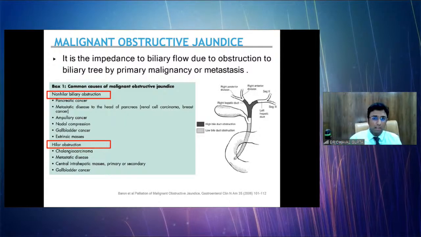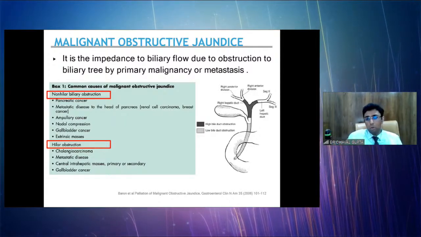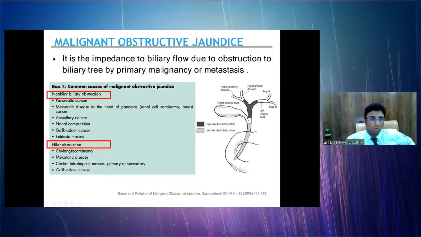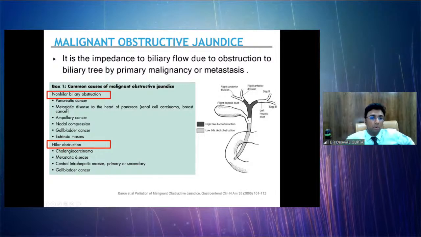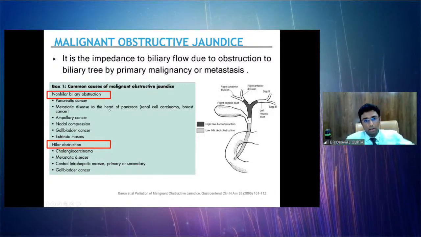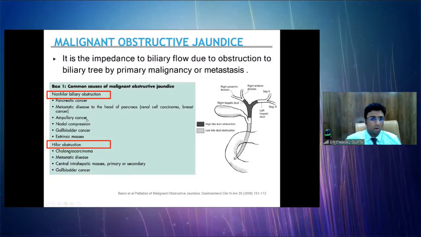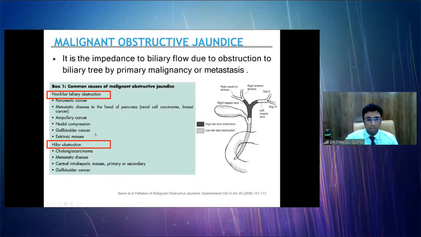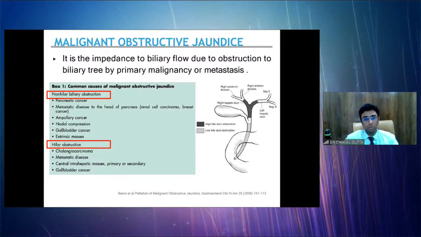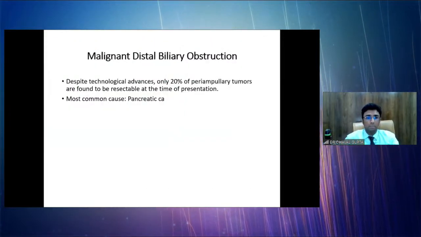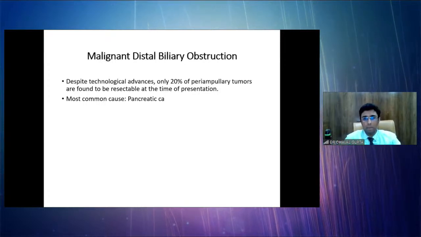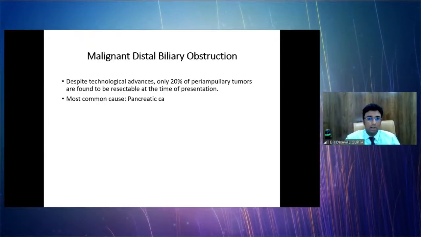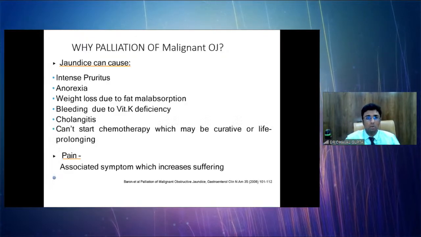The common causes of malignant obstructive jaundice depend upon the location, whether hilar or distal biliary obstruction. In distal biliary obstruction, the most common cause is pancreatic cancer. Apart from that, there are metastatic disease to the head of the pancreas, ampullary cancer, nodal compression, and other extrinsic masses. We will mainly focus on distal biliary obstruction today. Despite technological advances, only 20% of periampullary tumors are resectable at the time of presentation, and as I already said, carcinoma pancreas is one of the most common causes.